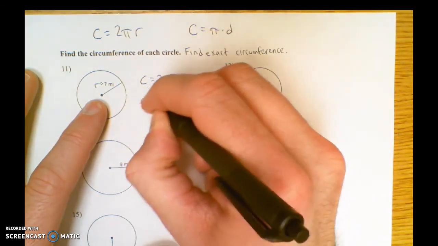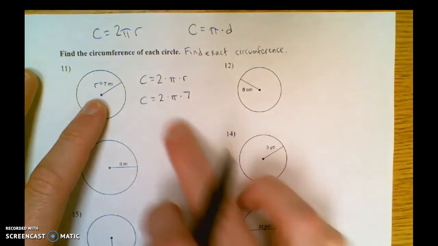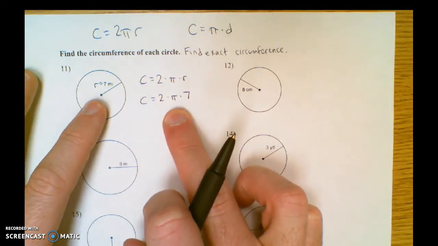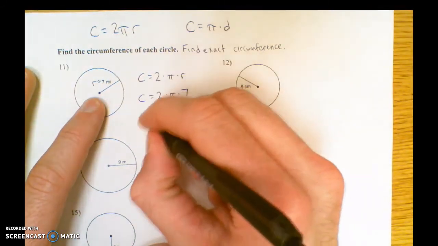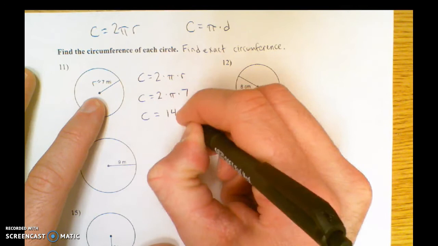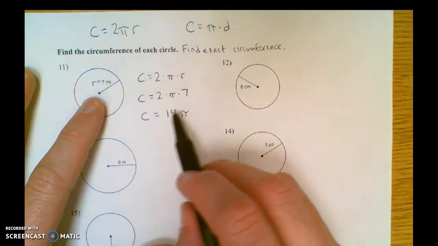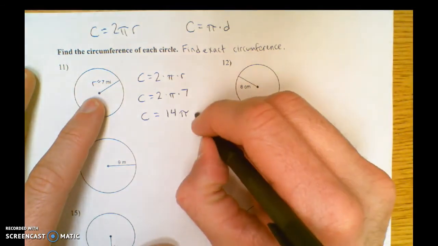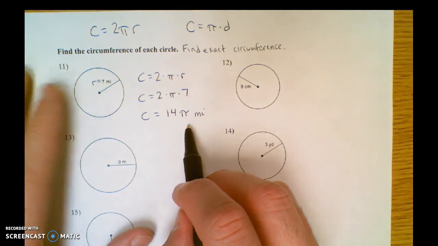What I'm going to do is plug in 7 for the radius, and then I'm not going to use my calculator to multiply by pi. The only thing I'm going to multiply together is the 2 times the 7. So in this problem, 2 times 7 is 14. And I'm going to leave the pi there, because this is more accurate as an answer because you're not rounding. So your circumference here is 14 pi miles.